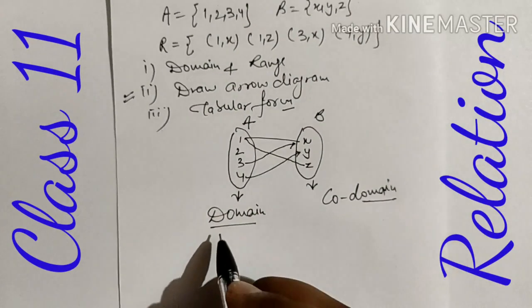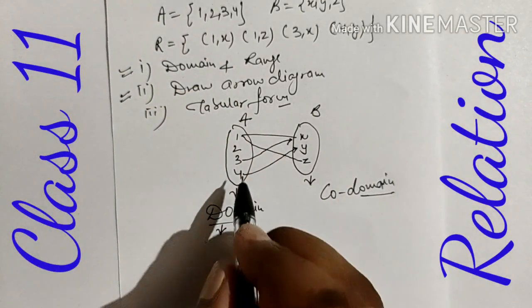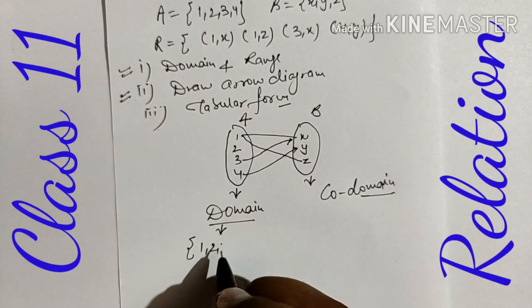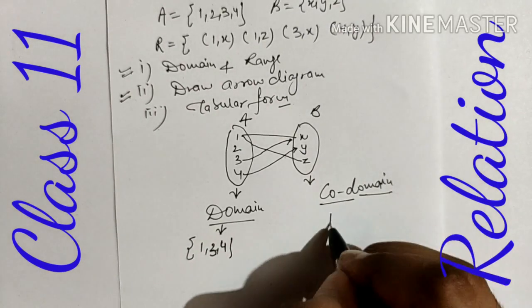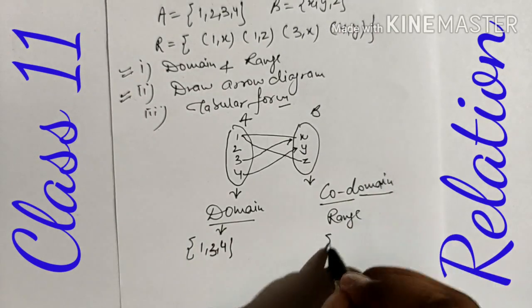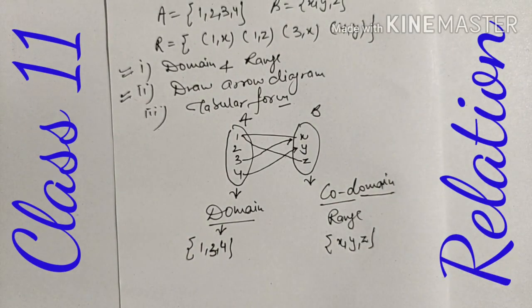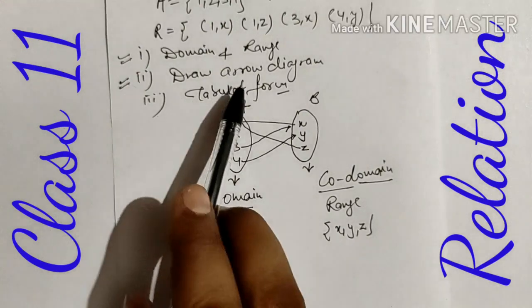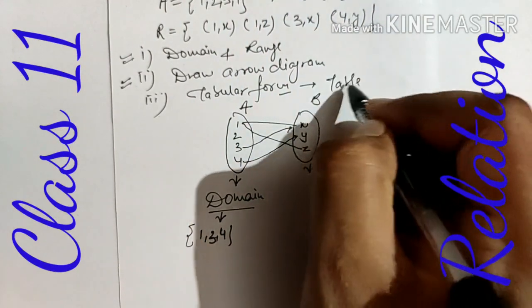Now, according to part number one, domain means the elements used from the first set. These are 1, 3, 4. This is the codomain. What do we say here about range? Range is given by the elements used of the codomain set, x, y, z. Now we have to show tabular form. This form is known as tabular form. Another word for this is the table method in relation.